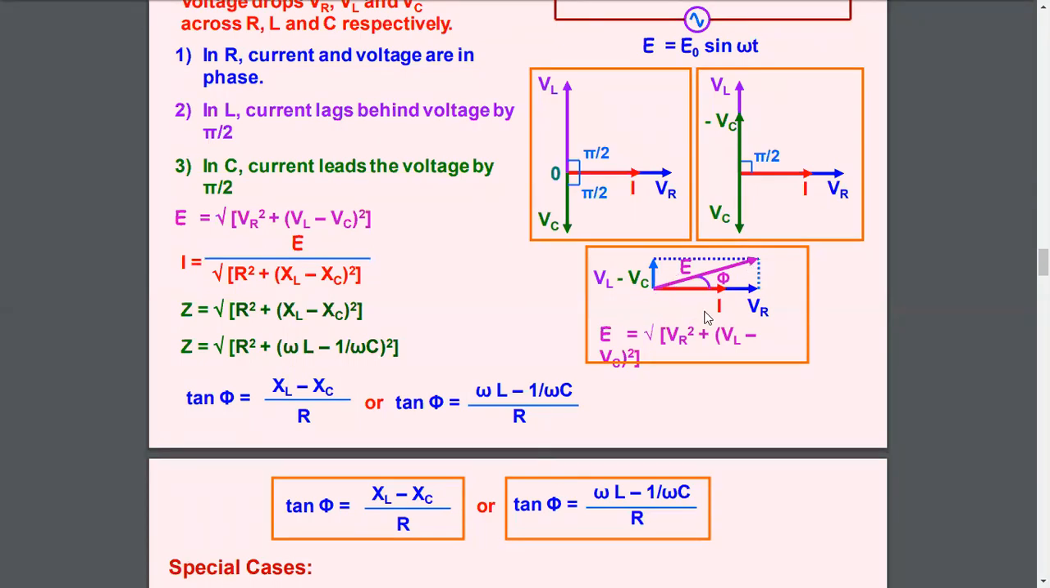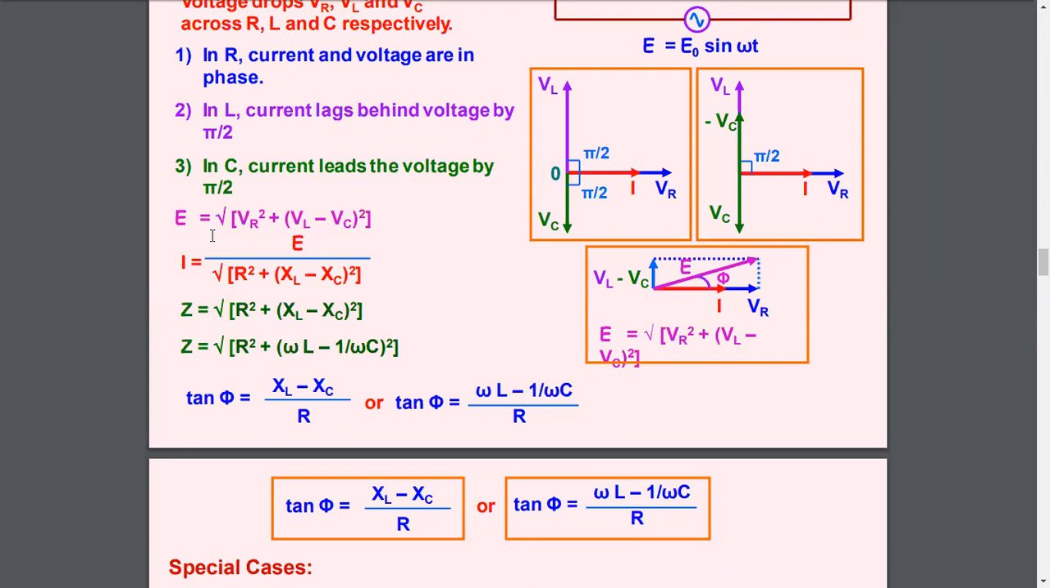You know that when two vectors are mutually perpendicular to each other, then their resultant vector can be given with the help of Pythagoras theorem. So this is the base and this is the perpendicular, so this will be the resultant hypotenuse. So you will see here resultant EMF equal to root under the square of voltage across the resistor plus the square of the effective voltage across the inductor and capacitor. So this is the effective voltage across the LCR circuit.